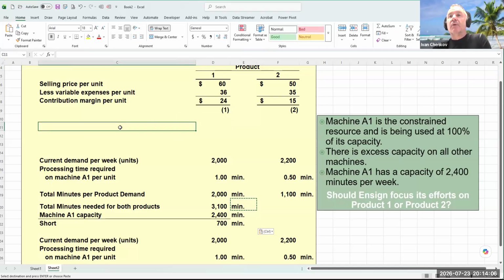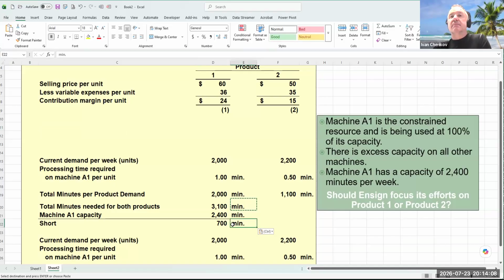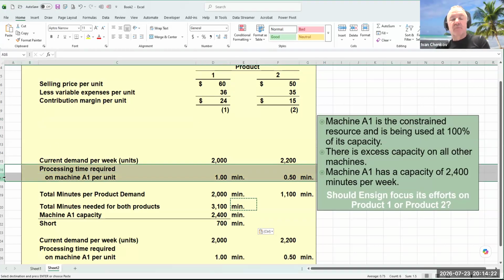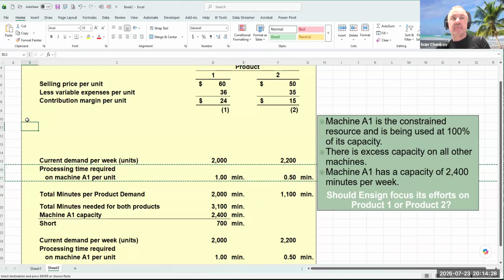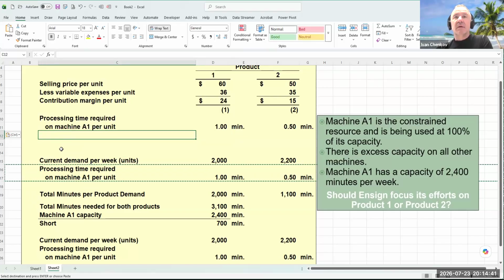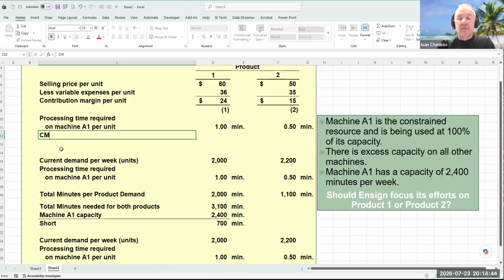So where is the constraint? The constraint is minutes. What do I have to do? I have to find that contribution margin within the constraint. In order to do that, I already know the processing time required for each of the products. My processing time is 1 minute for product one and half a minute for product two. Now the question is, how much is my contribution margin per minute?